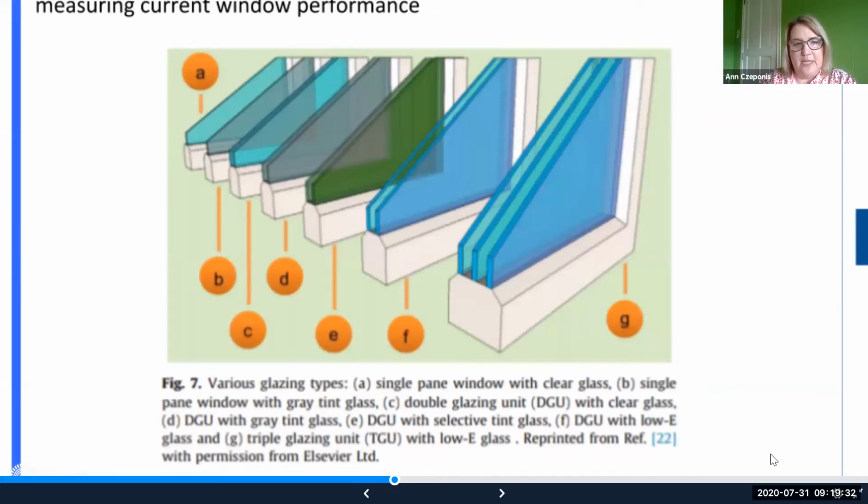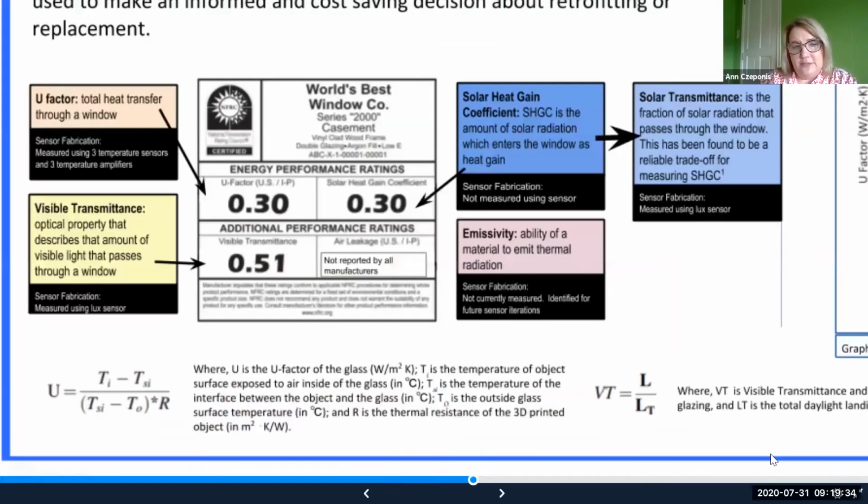The National Fenestration Rating Council has developed a set of properties that help us determine window efficiency. We'll be measuring 3 of these properties with our sensor. U factor is the total heat transfer through the window. Visible transmittance is the daylight transfer through the window. Solar heat gain coefficient is the amount of solar radiation that transfers heat. It's very difficult to determine outside of a lab setting.